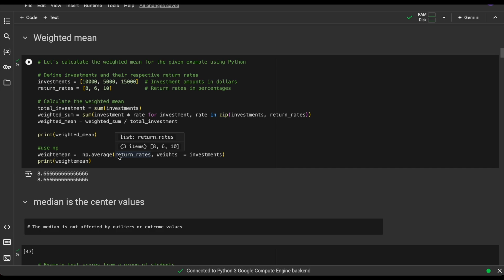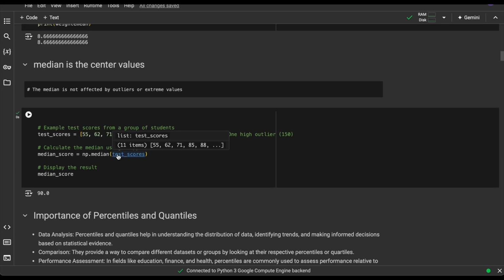Weighted means are commonly used in the financial sector, surveys, and quality assessments, where not all data points carry the same significance. That's why it enables more precise insight and analysis. This is one of the most important use cases we are using.